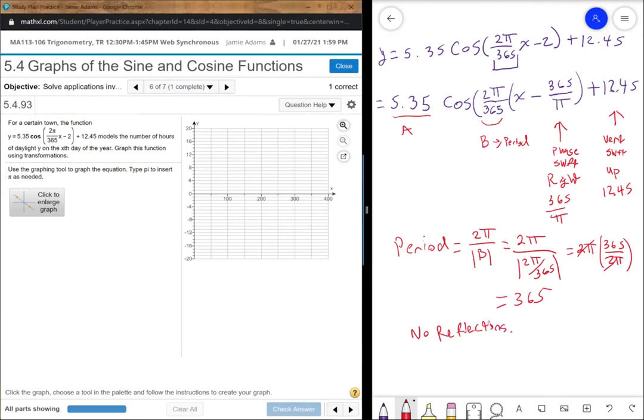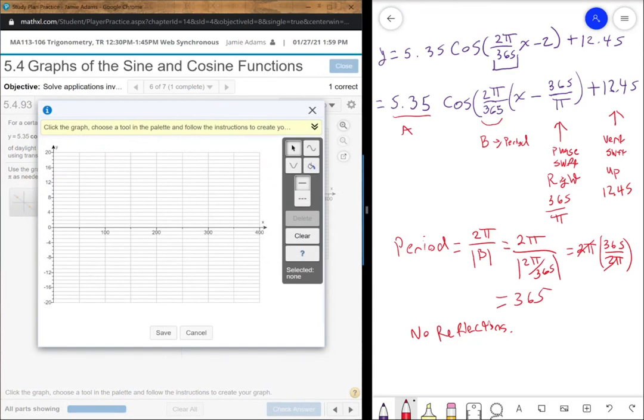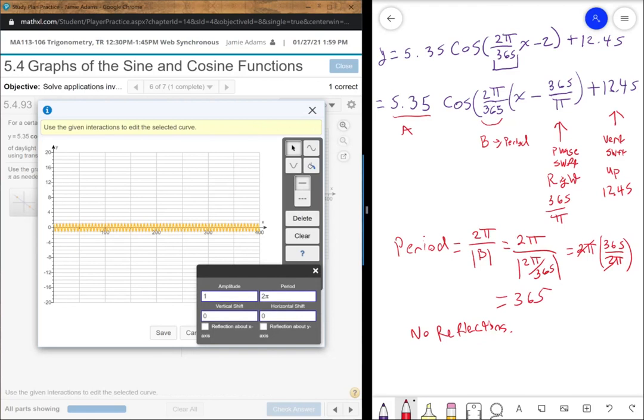So then, let's graph it. So, this was a cosine function. Notice that one of these is a sine function, that's the sine tool. This one is a cosine tool. So, this is cosine, I'm going to choose cosine. Then just tap on the graph. Then we need to type in our new amplitude. Well, what is our new amplitude? Our new amplitude is 5.35.